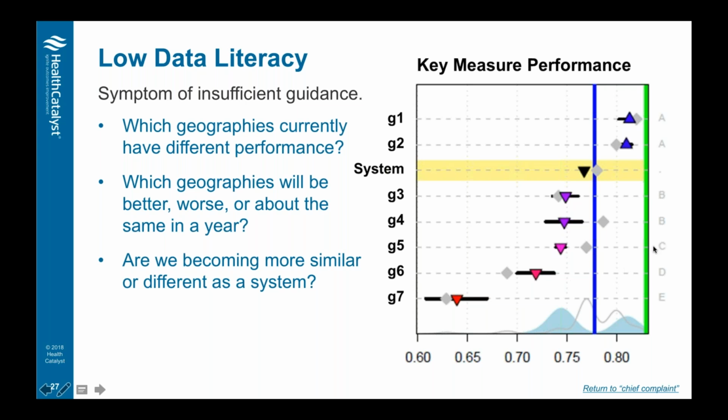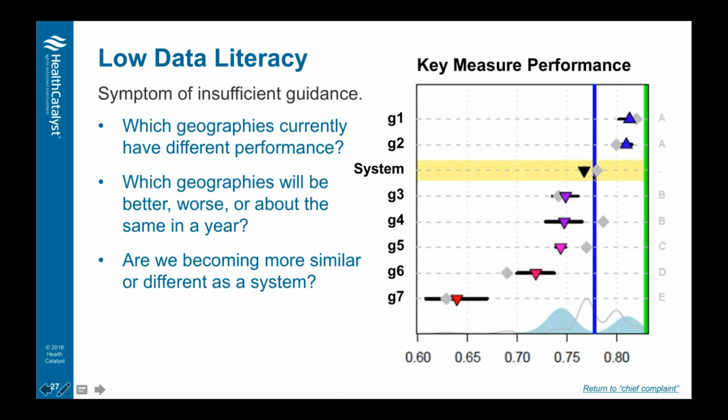Then geography 5 is a little bit worse. Geography 6 is a little bit worse than that. You can see the colors changing and also the letters changing. And finally, geography 7 is worse. So we don't have to ask ourselves, geez, are 1 and 2 really different from each other? Or are 3 and 4 really different from each other versus 5? The computer can tell us that using fairly reliable and rigorous methods.